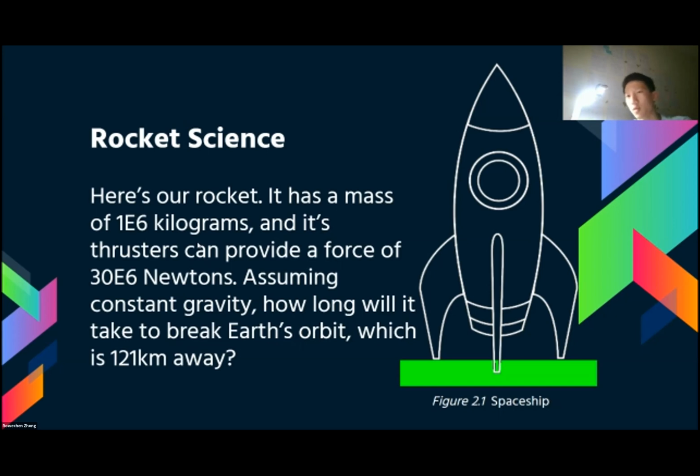It's an approximation. This is not exactly true, but we're going to assume that. How long will it take to break Earth's orbit, which is 121 kilometers away? Well, think about it. One equation that you might need, after you've set up the relevant equations, is acceleration times time squared divided by 2 is equal to distance.